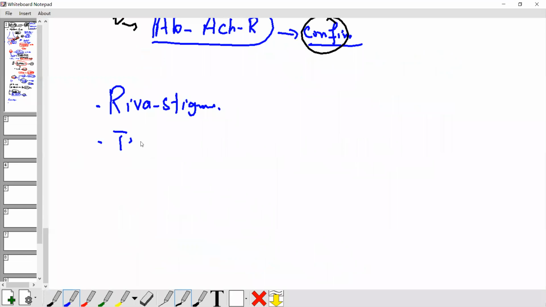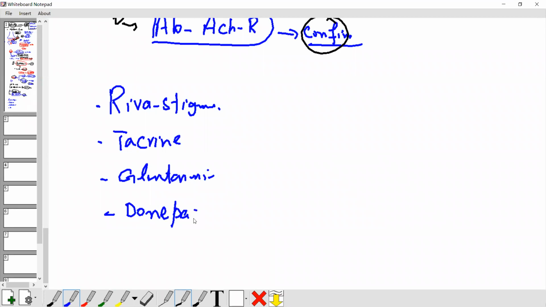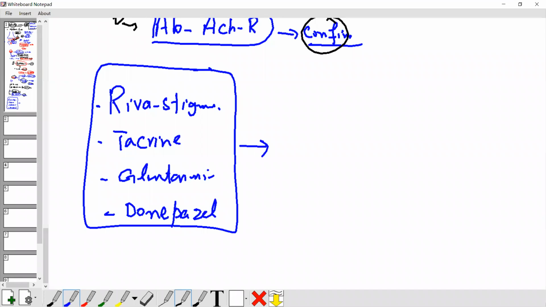Rivastigmine, tacrine, galantamine, donepezil. These drugs have the ability to enter the CNS. They have the ability to cross the blood-brain barrier. They can easily penetrate the CNS.